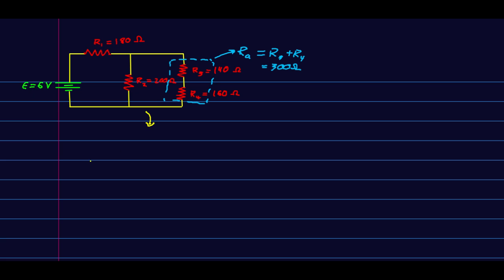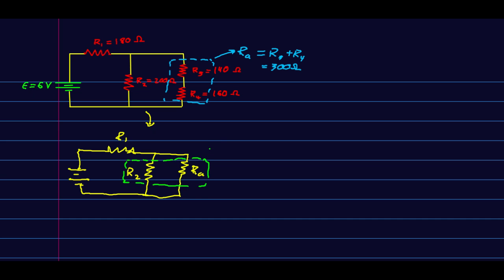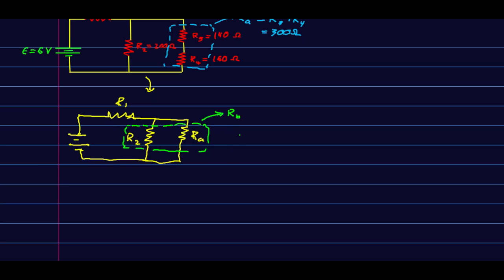So, having done that reduction, we have a new simpler circuit, like so. Now, RA and R2 are in parallel, and so again, we'll be able to reduce them to something I'll call RB. Now, here's where students tend to fall down, because students have a lot of trouble manipulating this relationship. So 1 over RB is 1 over R2 plus 1 over RA.